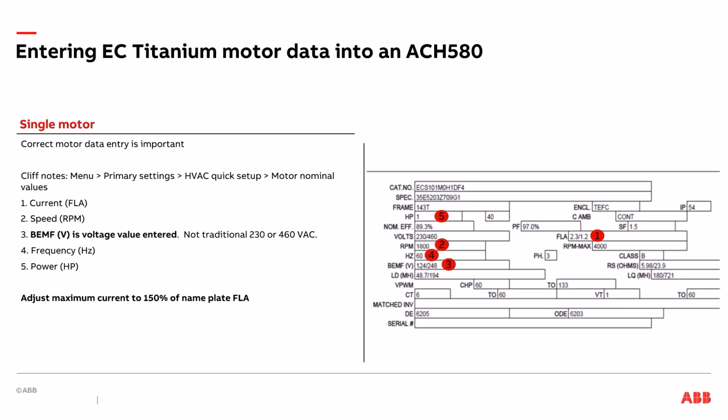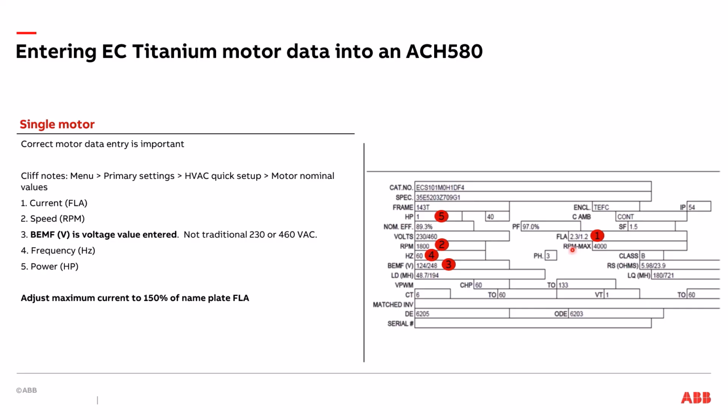Before we dive into how to program the motor data in, I want to discuss briefly what the EC titanium motor nameplate looks like, as it's slightly different than a traditional motor nameplate on an induction motor. The first item is current. Now this is actually the same. You have two different values, 2.3 amps or 1.2 amps, depending on if you're on a 230 or 460 volt system, 460 or 480 volt. So if it's 460 or 480 volt, you'd enter in 1.2 amps. If it's a lower 208 to 230 volt system, you'd enter in 2.3 amps.